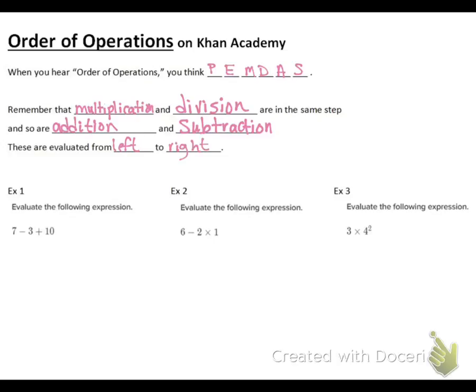All right, so we have 3 example problems we're going to look at and solve together. It says evaluate the following expression. Evaluate again means just solve. So we're going to have to use PEMDAS to solve the following expression. It's 7 minus 3 plus 10.